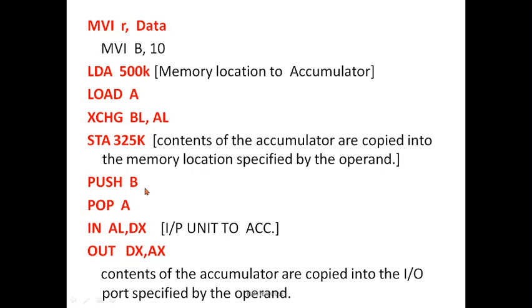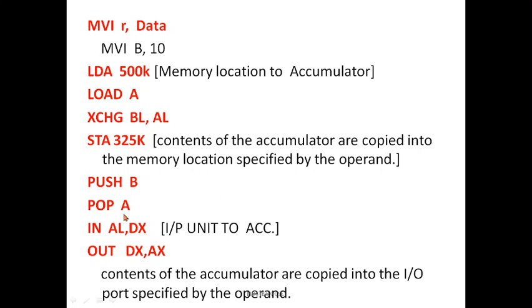Now the next one is pop A, which is opposite to push. Here the contents of the top of the stack are copied into the register A. For example, in the stack I just told you, we can assume that you have 10, 20, 30, 40. The top of the stack is the value 10. The 10 will be moved to the register A. After executing the pop operation, in A we can see the value 10, because we imagine that the top of the stack is 10, then 20, 30, 40 and so on.